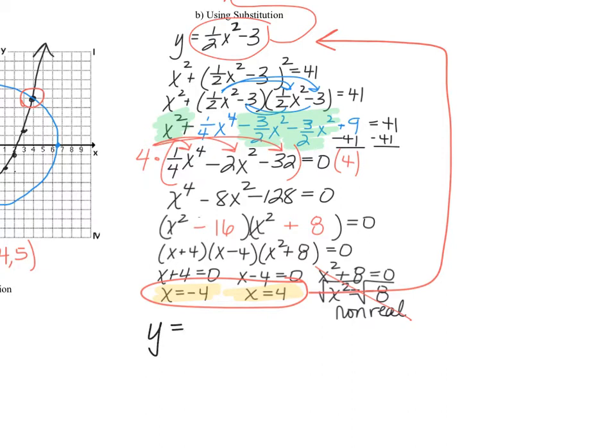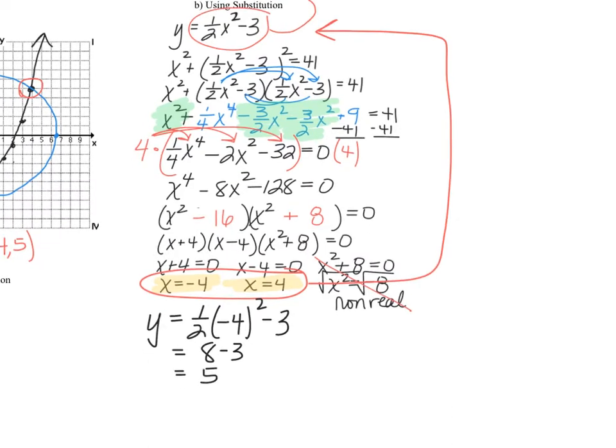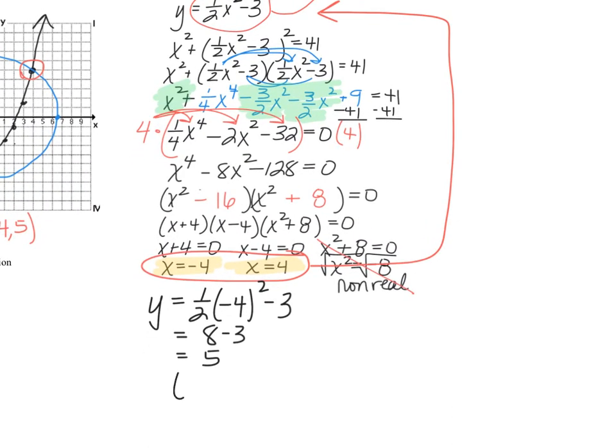So y is equal to 1/2 times negative 4, the quantity squared, minus 3. Now, negative 4 squared is 16. 1/2 times 16 will be 8. And 8 minus 3 gives us 5. So what this means is when our x value was negative 4, the corresponding y value was 5.